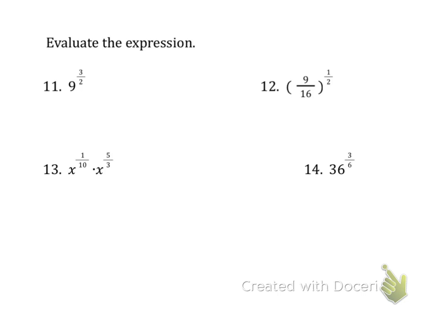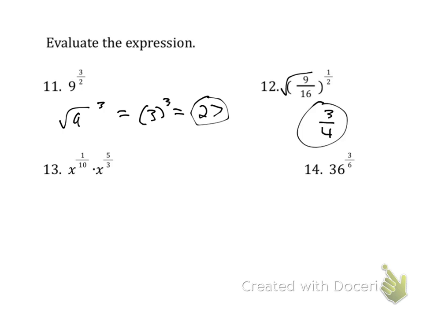All right, so here you can throw these in the calculator, but you could also do square root of 9 cubed. So that would be 3 cubed, which is 27. Square root of 9 over 16. Square root of 9 is 3. Square root of 16 is 4, 3/4.